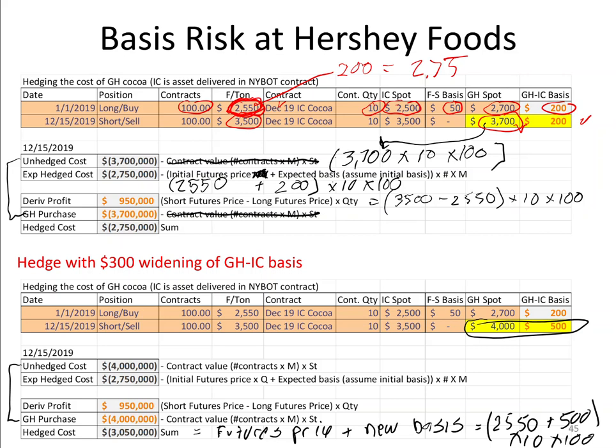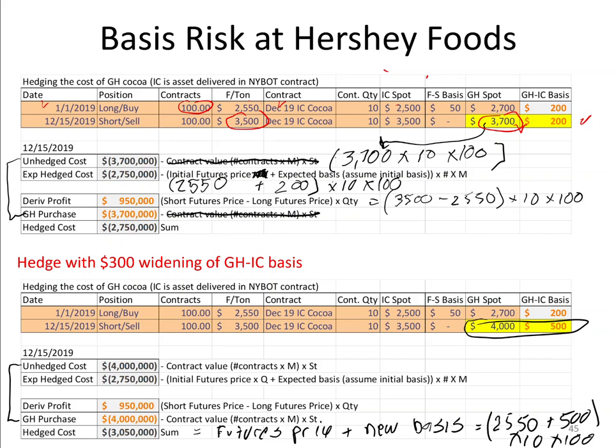So I'll say that one more time. At the time they put on the hedge, January 1st, 2019, Ivory Coast cocoa was selling for $25.50, and they would expect that Ghana cocoa should be selling for $27.50 if I just add the 200 basis to it. So that's really what they're expecting to pay. If they didn't hedge at all, it looks like just cocoa prices went up in general, maybe due to some weather events. Both of them went up by a lot, but the basis remained the same.